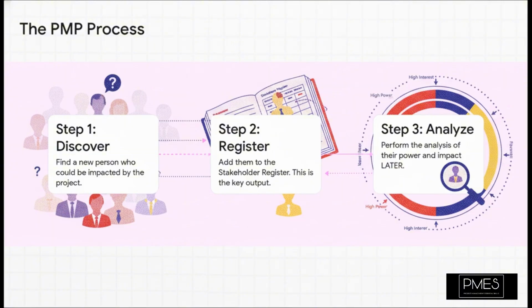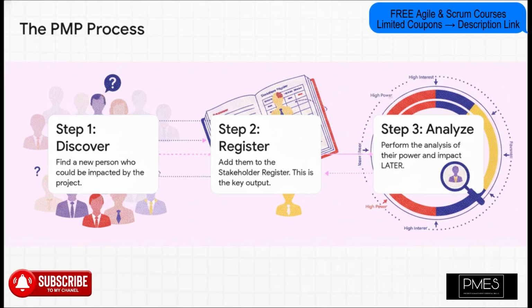The professional discipline process is simple. Step 1, you find a new person who's impacted. Step 2, you add their name to the stakeholder register. That's it. That's identification. You don't start analyzing their power, their influence, their interest. Not yet. That comes later, in a totally separate step. First you list, then you analyze.